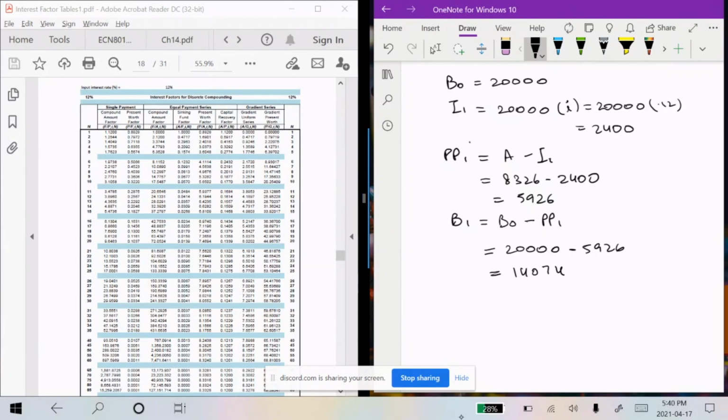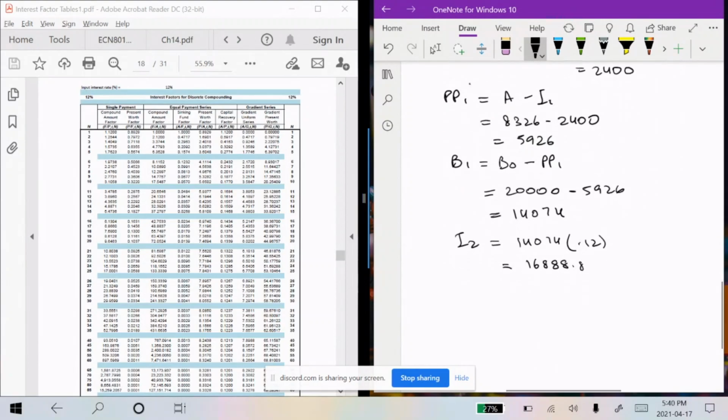All right, so now the interest in the second period is going to be 14,074 into 0.12, which is 1,688.88. Then principal payment 2 is going to be A minus I2.